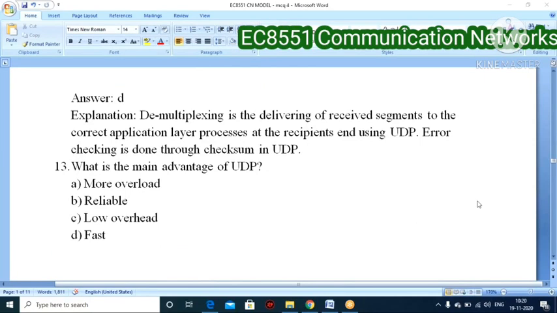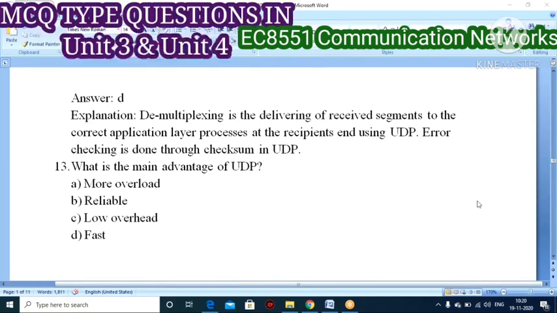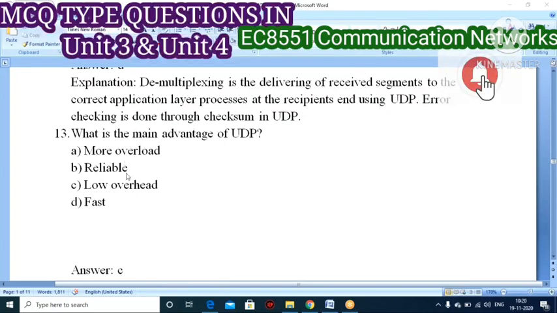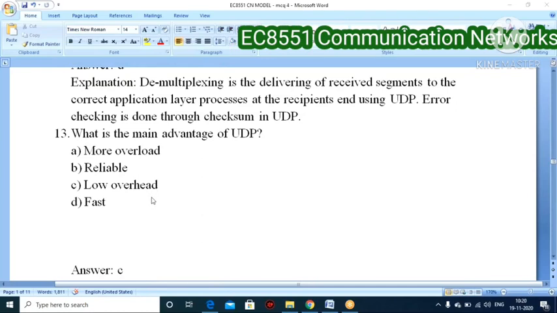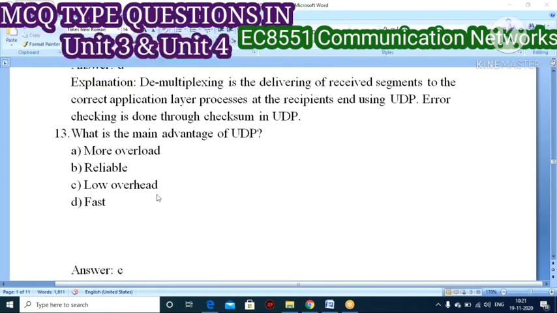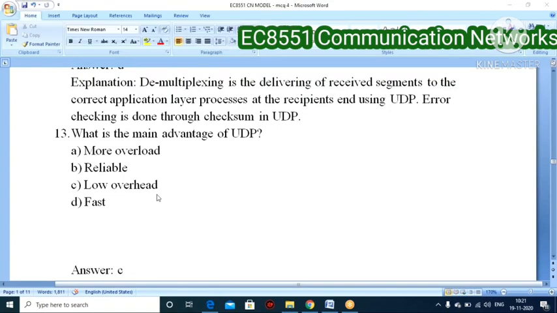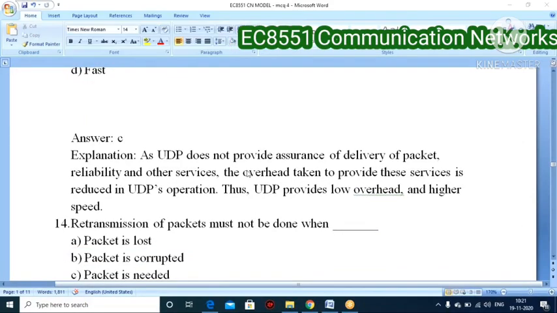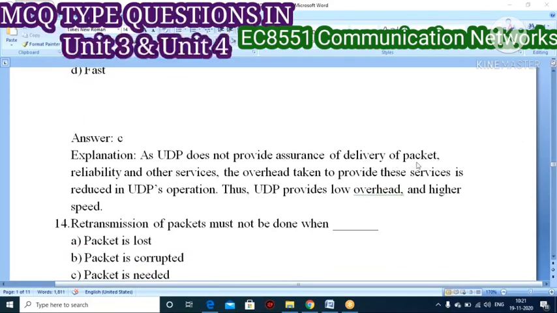So keep this point also in your mind. Next question: what are the main advantages of UDP? Options: more overhead, reliable, low overhead, and fast. So option C is the correct one. Low overhead, right? Very good. Because UDP does not provide assurance for delivery of packets, it doesn't provide any assurance.